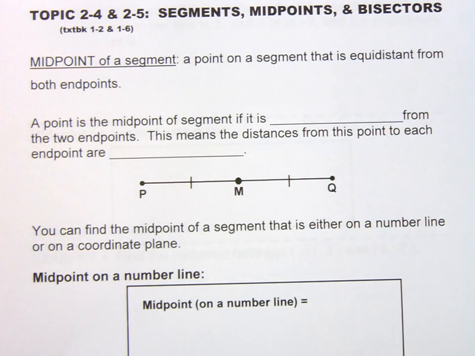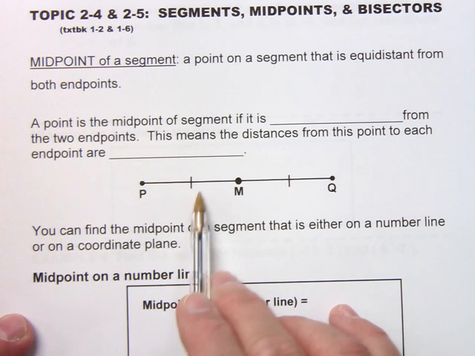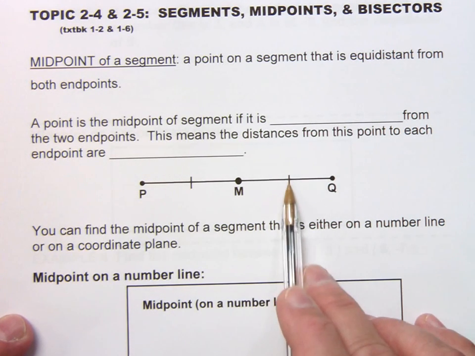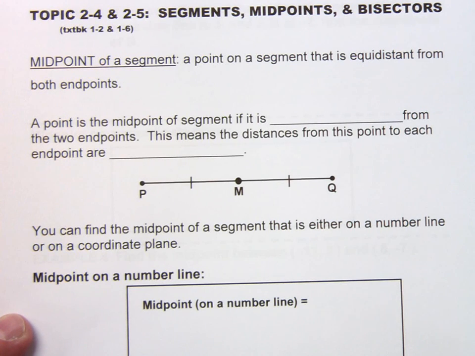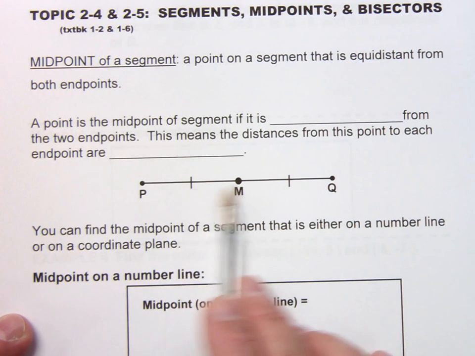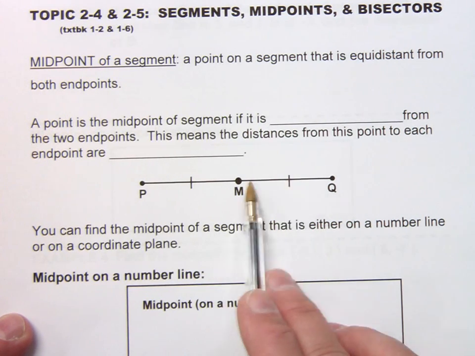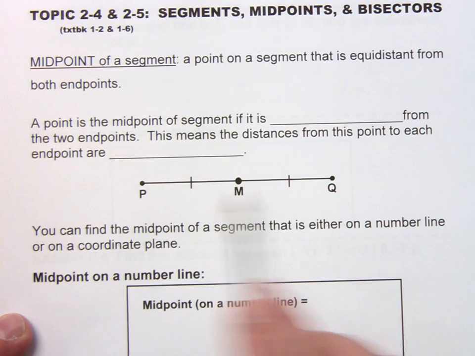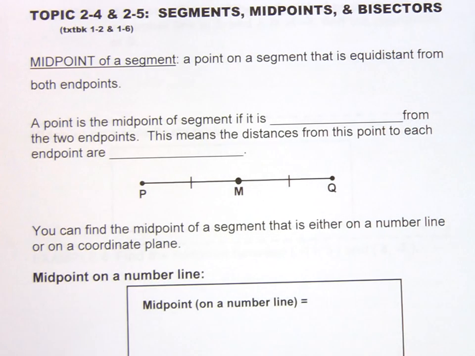Now I don't just think it's the midpoint because it looks like it's in the middle. I know it's right in the middle based on the information that was given to me in this picture. These marks right here are called tick marks or congruency marks. And this one is marking line segment PM, and this one is marking line segment MQ. And so those markings tell me those two segments are congruent. And congruent means they have equal measures, so they're the same length.